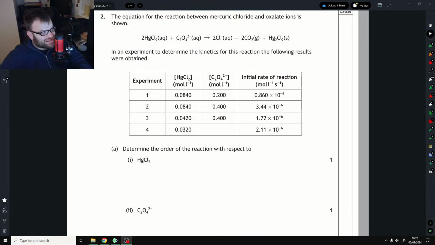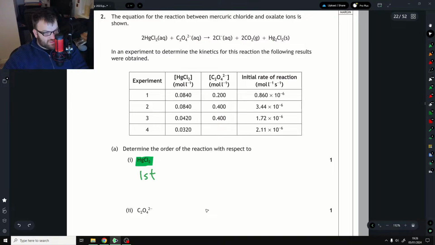Question number 2 asks us about the kinetics of this particular reaction. When you're determining the order, you need to find 2 experiments in which the only difference is the concentration of the chemical you're investigating. Here, mercury chloride concentration, if we look at experiments 3 and experiment 2, as you go from experiment 3 to experiment 2, you double the concentration and you also double the rate. Therefore, that will be first order with respect to the mercury chloride.